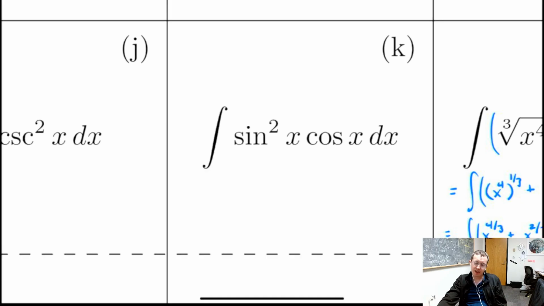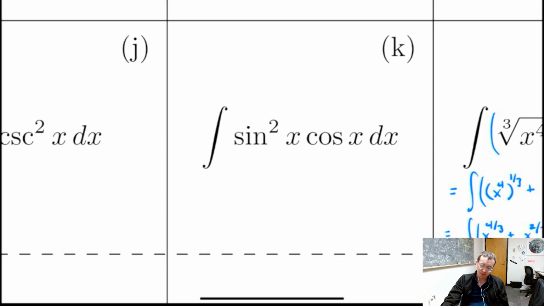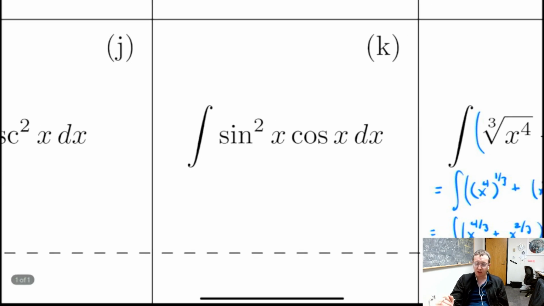But then I end up having to integrate cosine cubed of x, which I don't know a good way to do. In fact, the way I know how to do that is to go in reverse and convert it back to something like this. Okay, all that to say, method 2 doesn't really work here. I don't see a good way to simplify this. So we're on to method 3, u substitution.